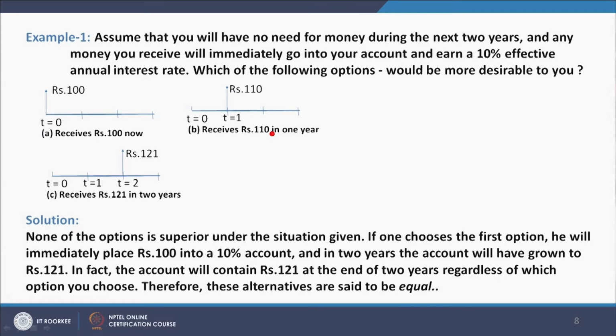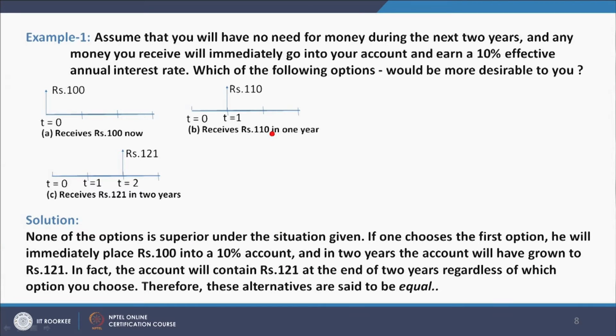So, these equations will be used to solve the numericals. Now, let us start taking numericals. Assume that you will have no need for money during the next 2 years, and any money you receive will immediately go into your account and earn a 10% effective annual interest rate. Which of the following options would be more desirable for you?